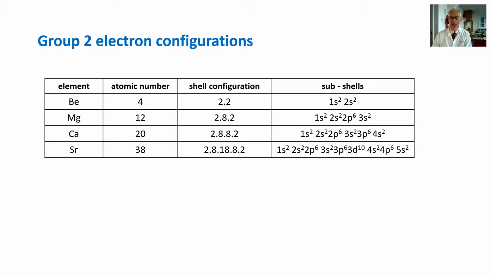Now, if you have written 3d in a different position after 4s, that's fine, because of course 4s is filled before 3d. What we see in common is that the outer shell, the highest energy subshell, is always of the form s2, an s subshell with 2 electrons. So we can write a general statement for group 2 that the outer shell of a group 2 element corresponds to ns2.